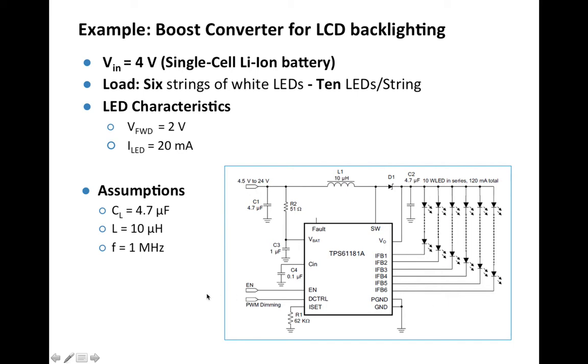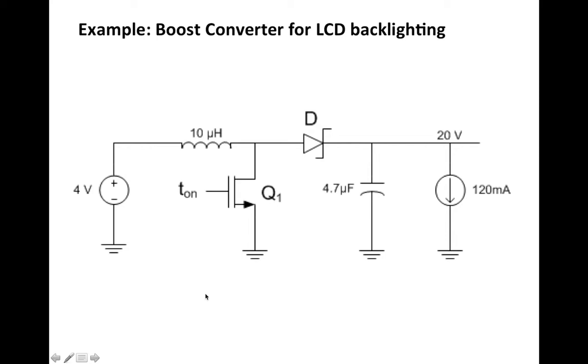But we can work with a simplified block diagram, and here is a simplified version. This is our input source, 4 volt from battery, 10 microhenry inductor. We have a MOSFET switch that's on for duty cycle part of the switching frequency or switching period, and then there is a Schottky diode, and this conducts during off time. We have the output load capacitance, and then the load, which is 120 milliamp drawn from a 20 volt.